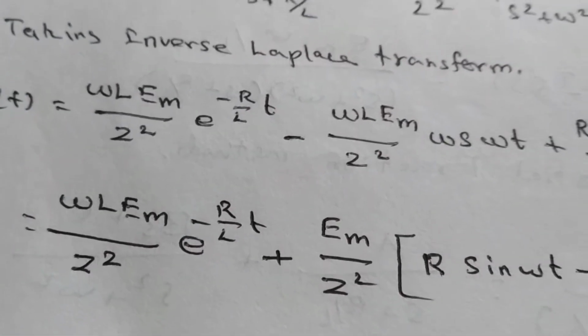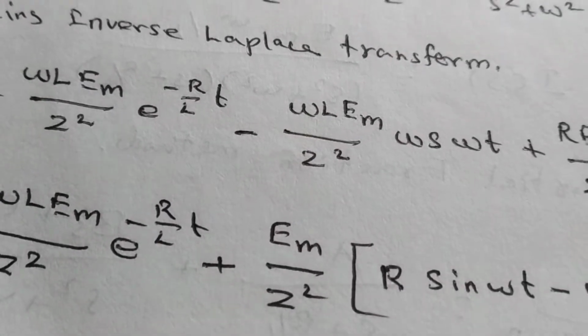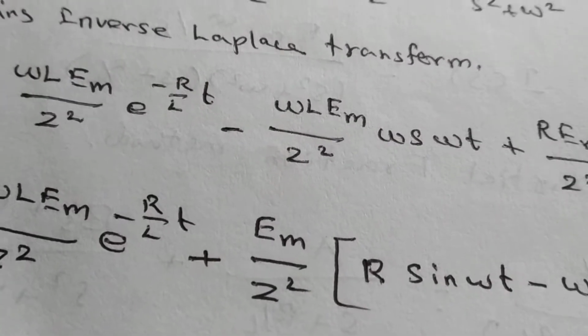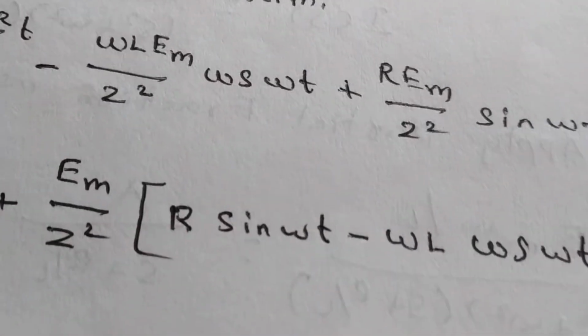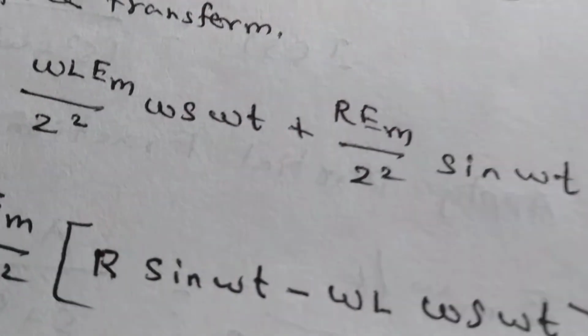Taking the common term outside, the first term is the exponential. In the second line, Em divided by Z square is the common term outside: R sin omega t minus omega L into cos omega t. This is the response of the RL circuit.